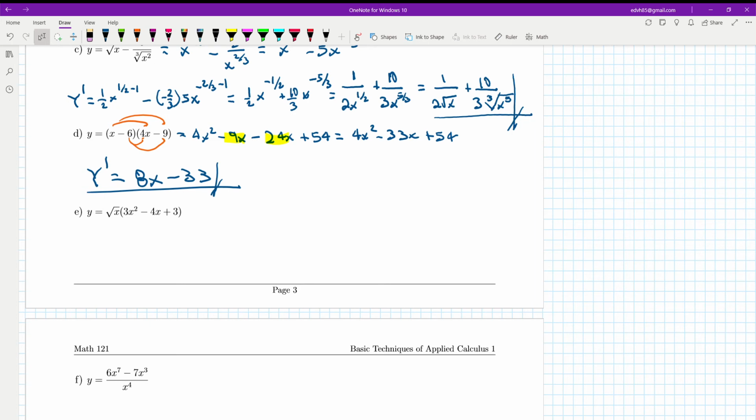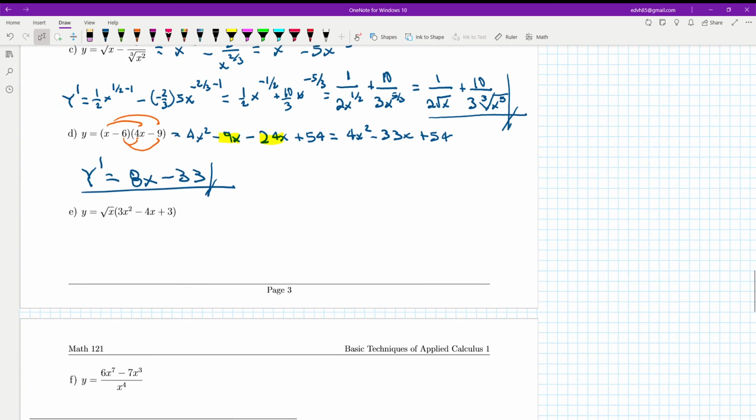All right, so for the next example, letter E, square root of x times the polynomial 3x squared minus 4x plus 3. Again, this one is going to take a few steps before we can even take the derivative of this function. Number one, let's write this radical as x to the 1/2 times 3x squared minus 4x plus 3. And well, what are we going to do? We are going to distribute.